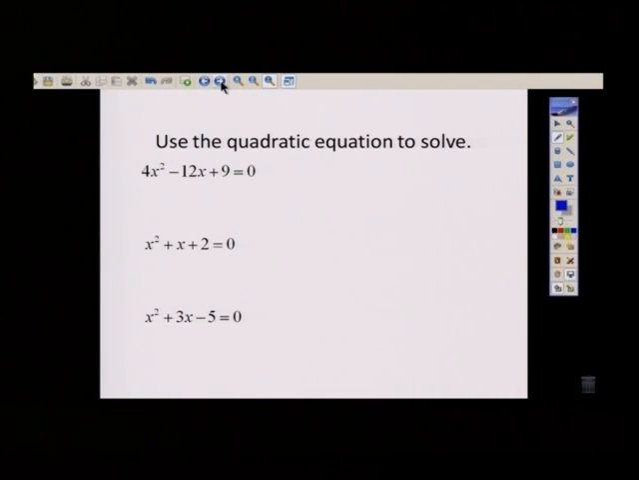The next one, I asked you to solve these 3 problems using the quadratic formula. Could you solve these using the quadratic formula? So I'll give you a few minutes to solve those.